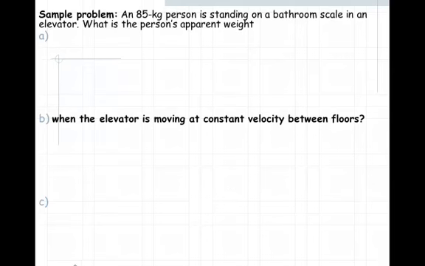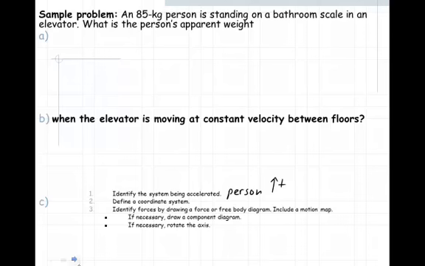Now, in part B of this question, it asks for the apparent weight when the elevator is moving at constant velocity between floors. So once again, we need to identify the system being accelerated. And again, it's the person. This is really important because it tells us what m and a are in F equals ma. Define the coordinate system. Upward again is positive. Three, identify forces by drawing a force or free body diagram and include the motion map. Again, motion map really important in this case.